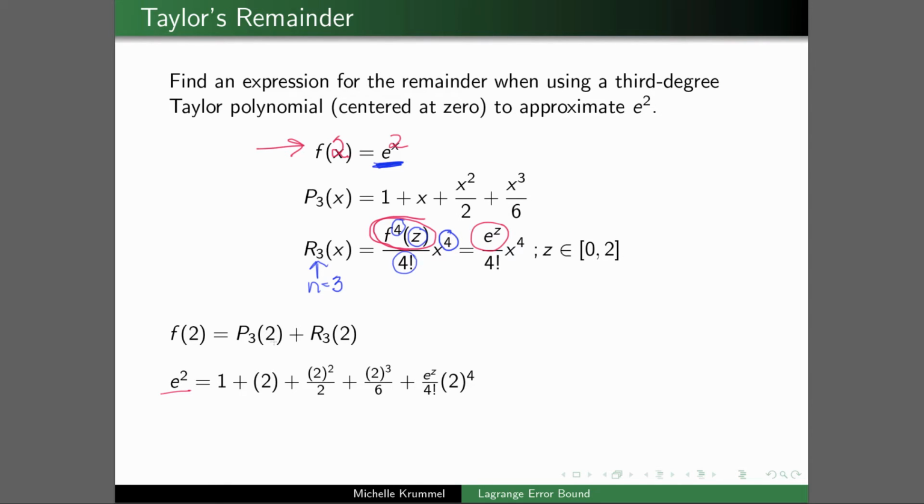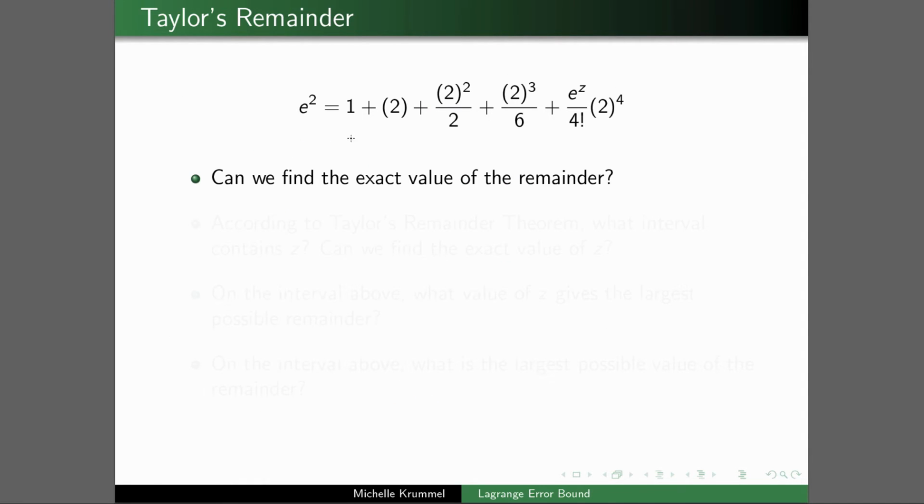And then p3 of 2 are these 4 terms right here, which come from right here. We're just using 2 in place of the x. So we're substituting a 2 in place of the x, and that gives us this expression right here. So that's our p3 of 2. We're just, again, putting a 2 in for the x. So we know e squared is equal to p3 evaluated at 2 plus r sub 3 evaluated at 2.